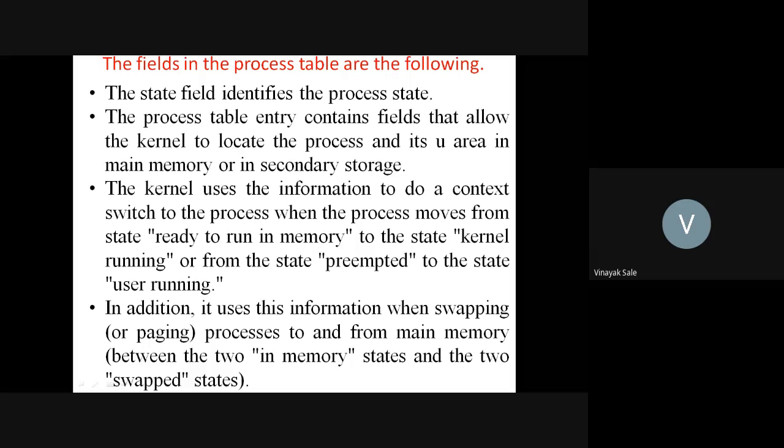So what are the different fields in this process table? This process table contains a static field. The state field identifies the process state.